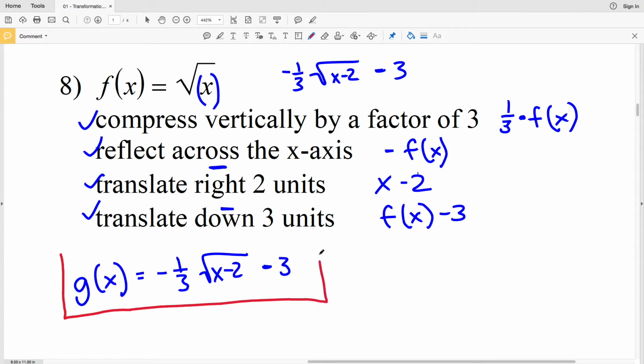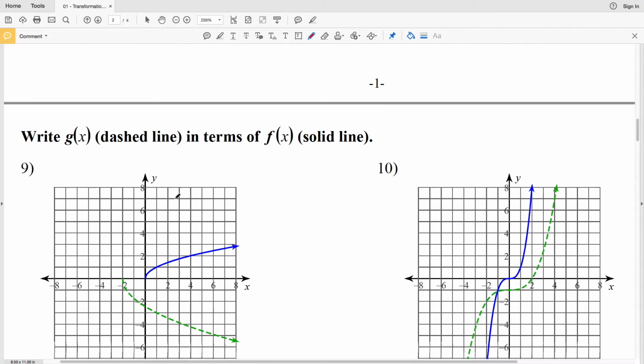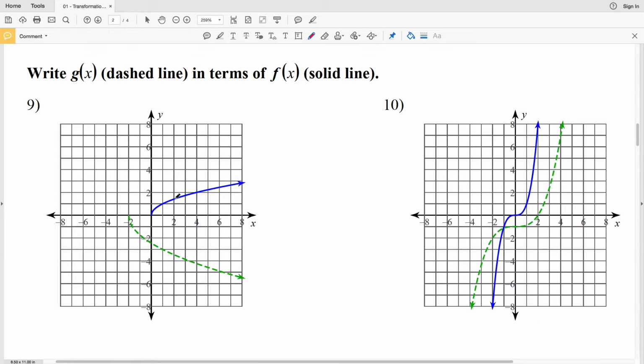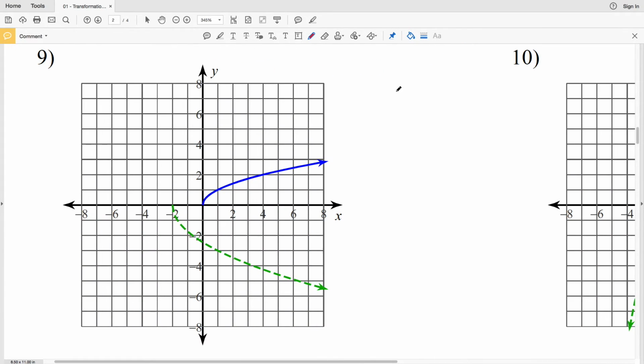Now let's move on to numbers 9 through 12. For 9 through 12, we're going to be writing g of x, the dashed line, in terms of the solid line, f of x. So we're writing the function g of x in terms of f of x. So looking at 9, we can see we need to translate 2 units to the left. So we need to translate left 2 units.